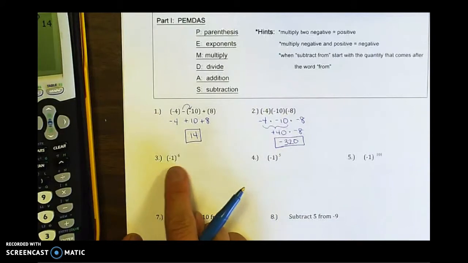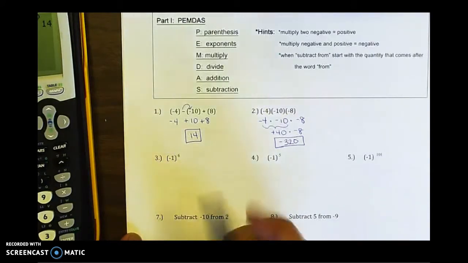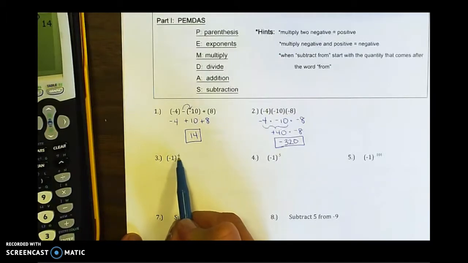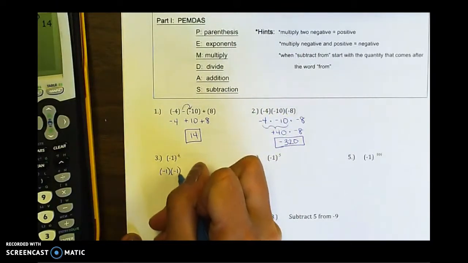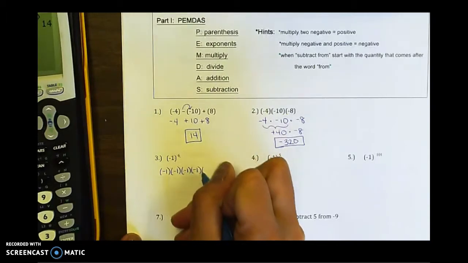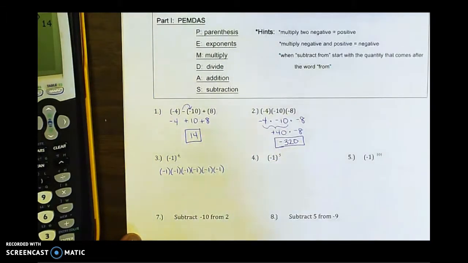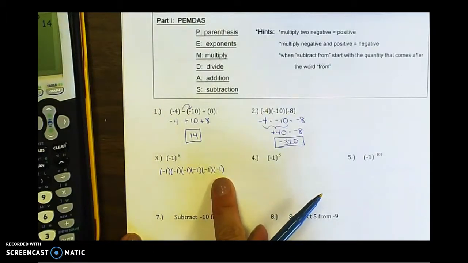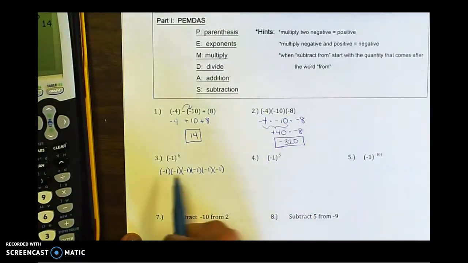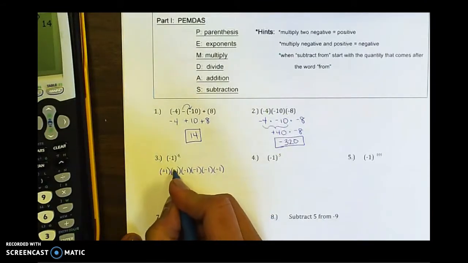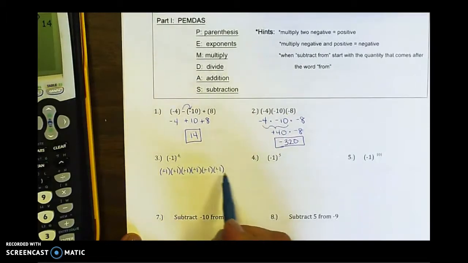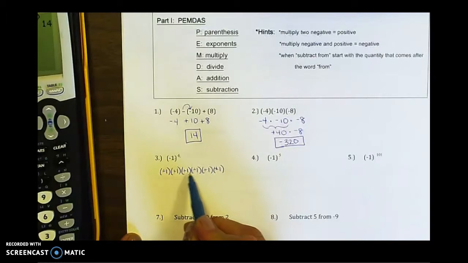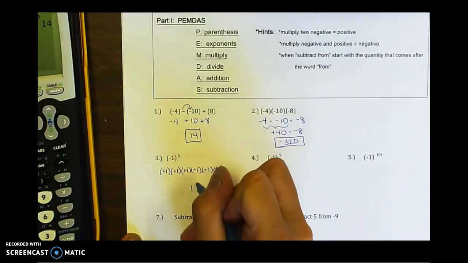All right, let's go down now to number 3. Here we have -1 raised to the 6th power. Now, whenever you take parentheses and raise it to a power, we write the parentheses as many times as we see the power. So here, I'm going to write -1 six times. Now, all of the parentheses are touching, which means we're going to be multiplying. If we look carefully, we have a negative times a negative, so these become positive. Negative, negative, these become positive. Negative, negative, these become positive. So now 1 times 1 times 1 times 1 times 1 times 1 gives me a positive 1.